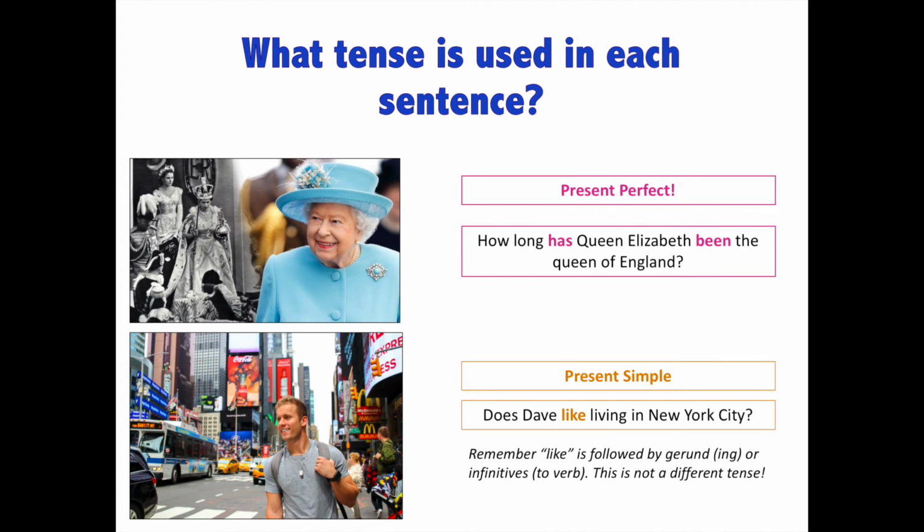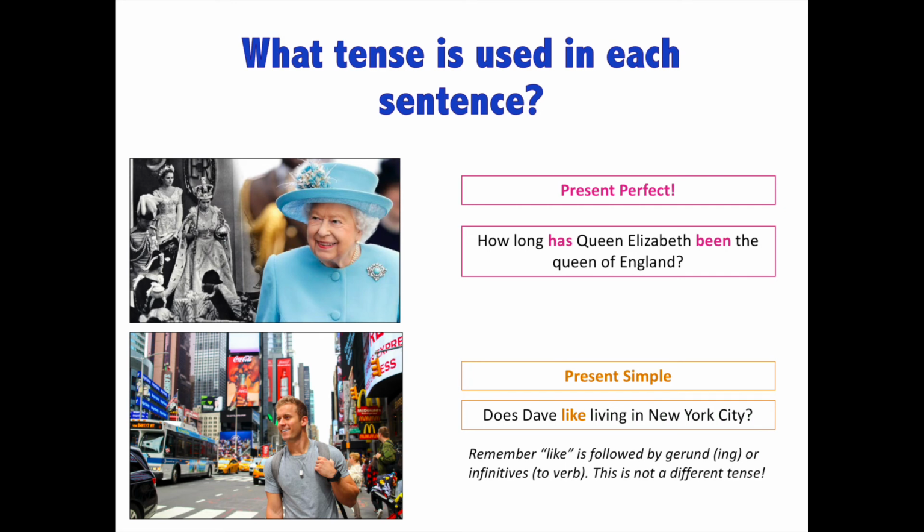So the first sentence, has been, that's present perfect. Has or have, and then the past participle. Been is the past participle of the be verb. Now look at the second sentence, right? Does is used with present simple for questions. So does Dave like? Like is our main verb in present simple.